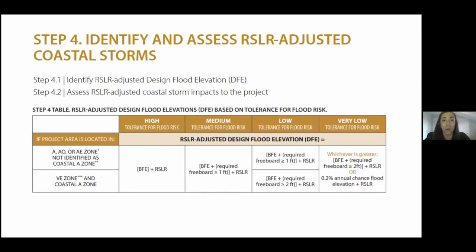In short, you're going to add the RSLR estimate you selected in step 3 to current BFE and freeboard requirements that are put forth in the ASCE 24-14 standard I referenced earlier and incorporated into the New Hampshire State Building Code. These existing flood protection requirements are shown in the brackets in the table. I know that's a lot of information to digest, so hopefully an example will help illustrate what I'm talking about and clarify any questions that you may have at this point.